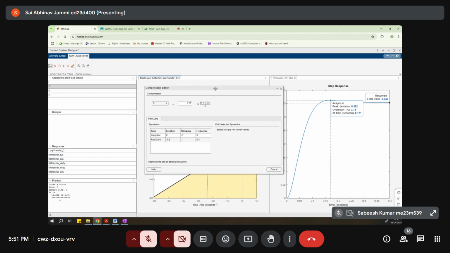So Abhinav, just one question on that damping and frequency value as well. Where is that? I mean, corresponding to the integrator and the real zero, we are having the values.